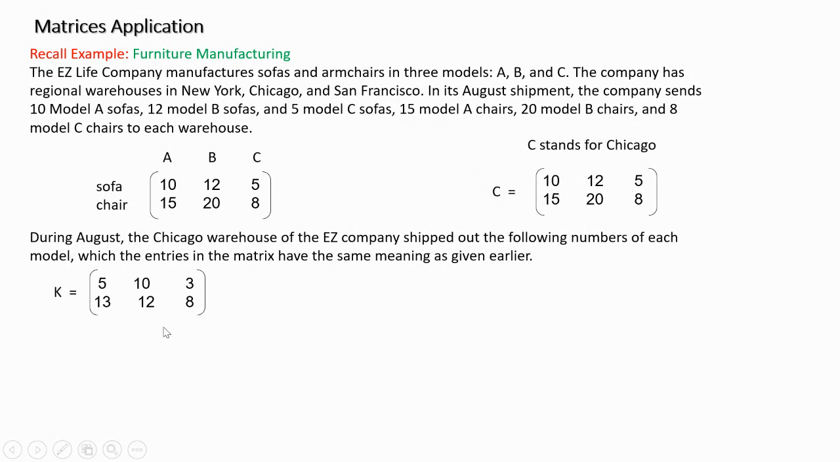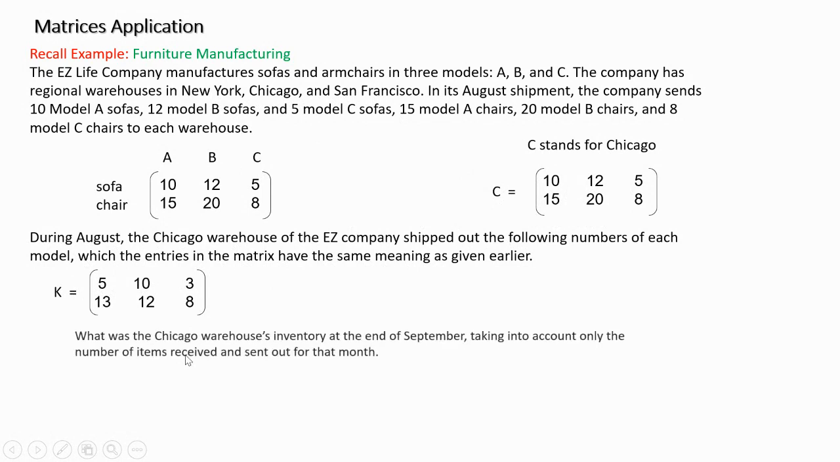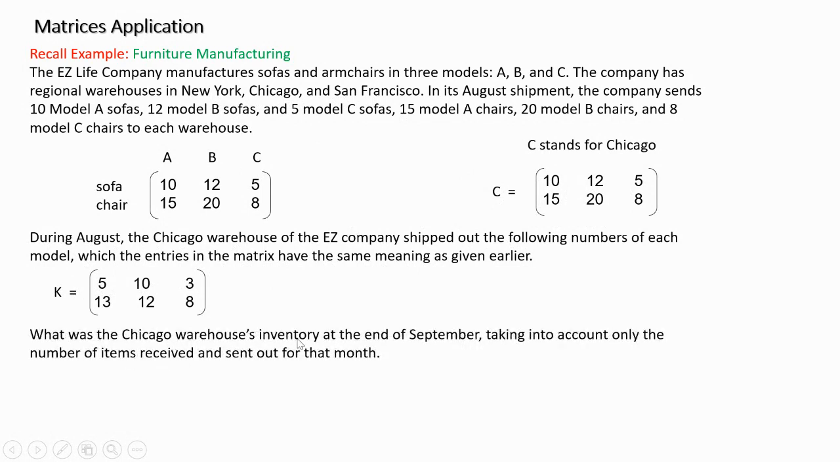So in other words, how are we going to use matrices to solve this problem? What was Chicago's warehouse inventory at the end of September? Take into account only the number of items received and sent out of the month. So the model received was C, and the model shipped out was K. So to see how many are left in the warehouse, we're going to subtract what was shipped in and what was shipped out.